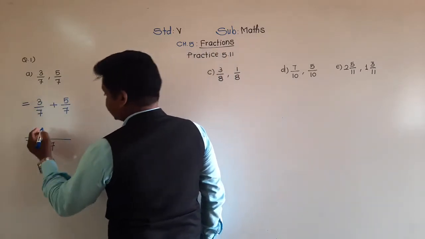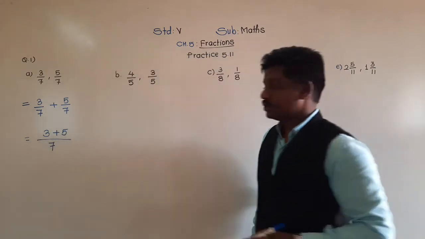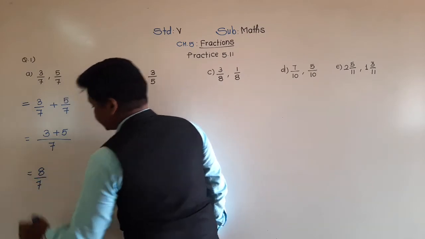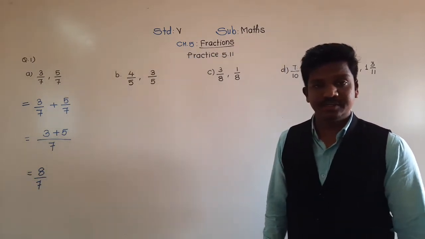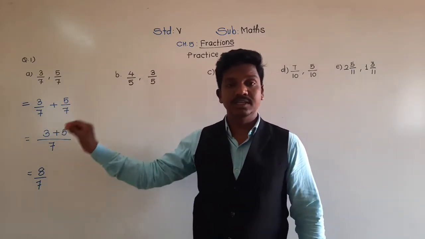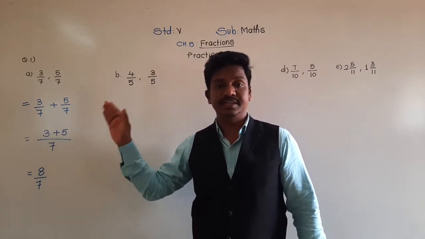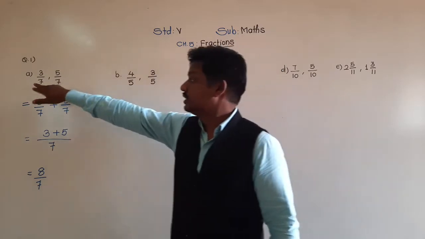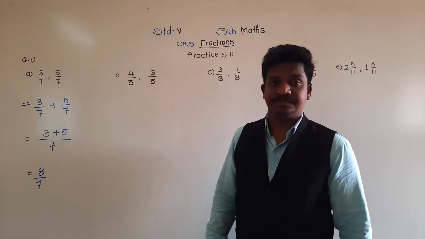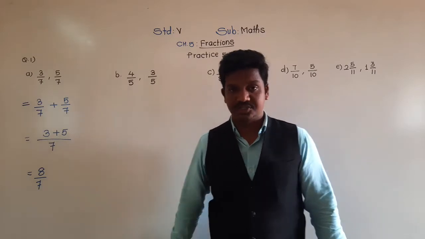Then 3 plus 5, these numerators we have to add. 3 plus 5 is 8/7. This is your answer. Understood what we have done? We haven't added the denominators, we have added only numerators. When can we add only numerators? When their denominators are same. Now here denominators are same, so directly we have added their numerators. When denominators are not same, how to add, we are going to learn in the second question.